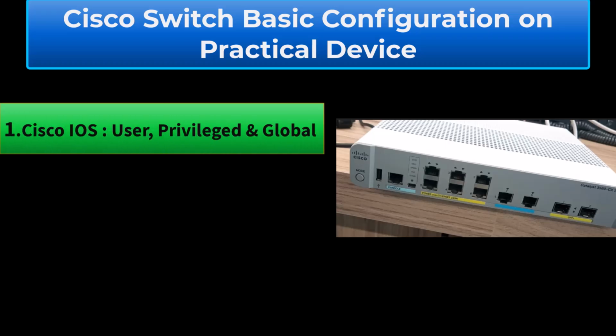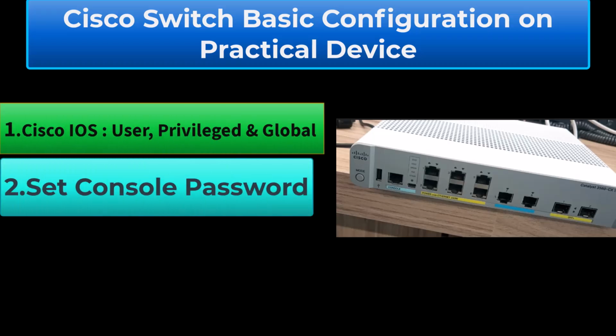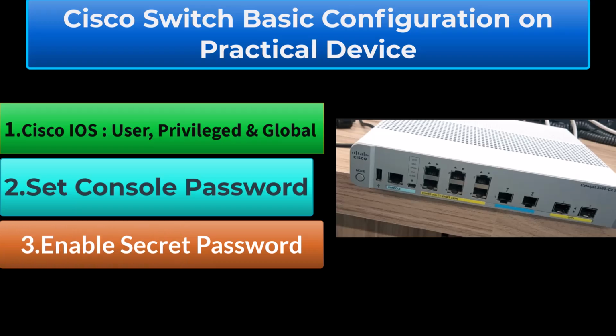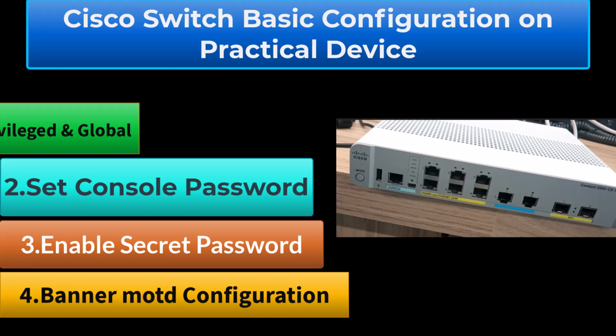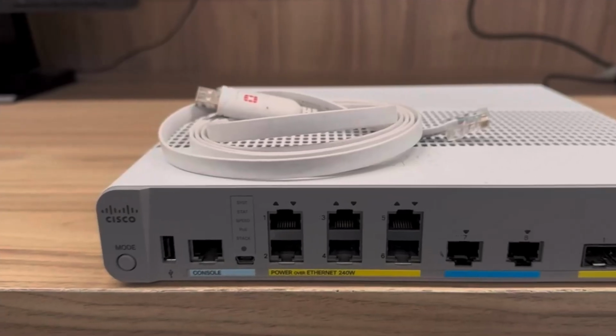I will cover Cisco different CLI modes like user, privilege and global. Then I will show you how to set console password on Cisco Switch. The third one, I will show you how to configure enable secret password. And last one, I will show you how to configure banner and message of the day configuration. Let's move to the lab.